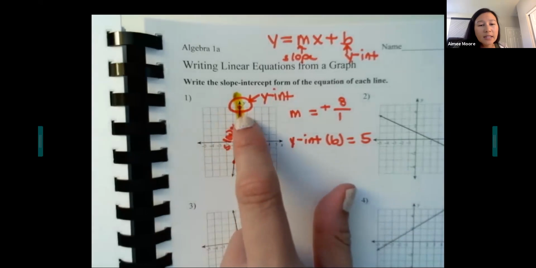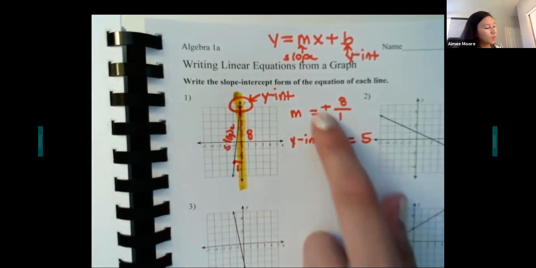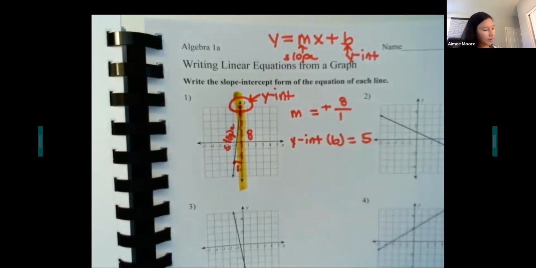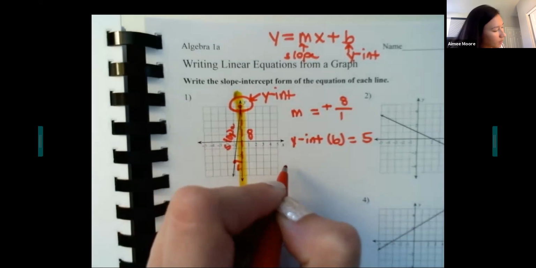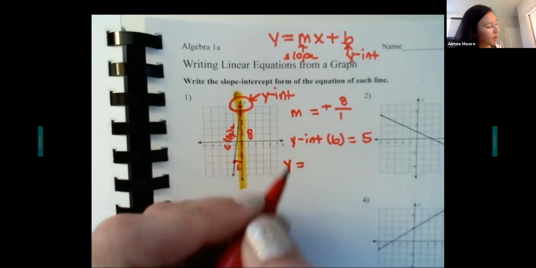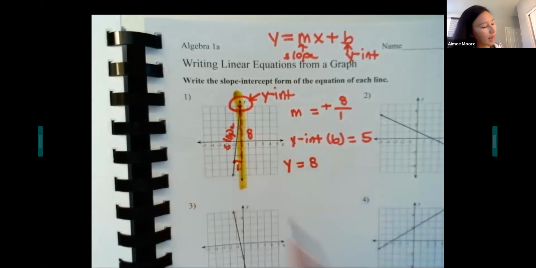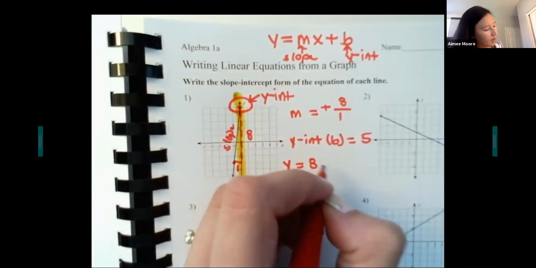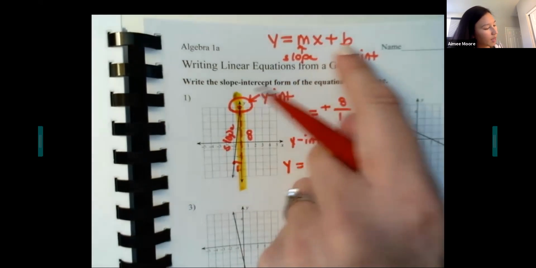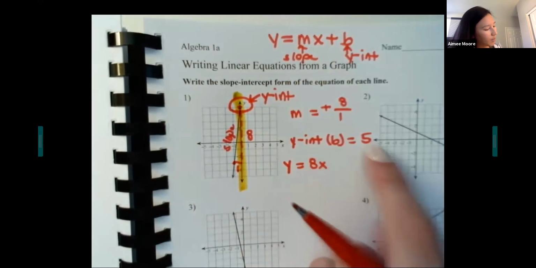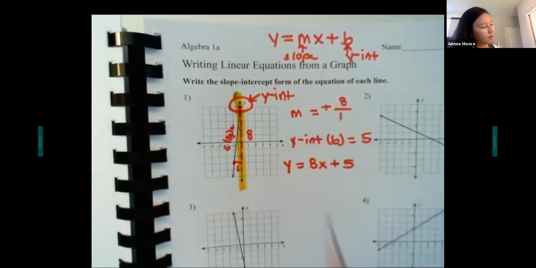So yeah, let's do one more. So once we have our m and our b, now we can just plug it in. So y equals mx plus b. So y equals our slope, which is 8/1, which we just write as 8, times x, plus our y-intercept, plus our b, which is, since it's positive, it'll be plus 5.